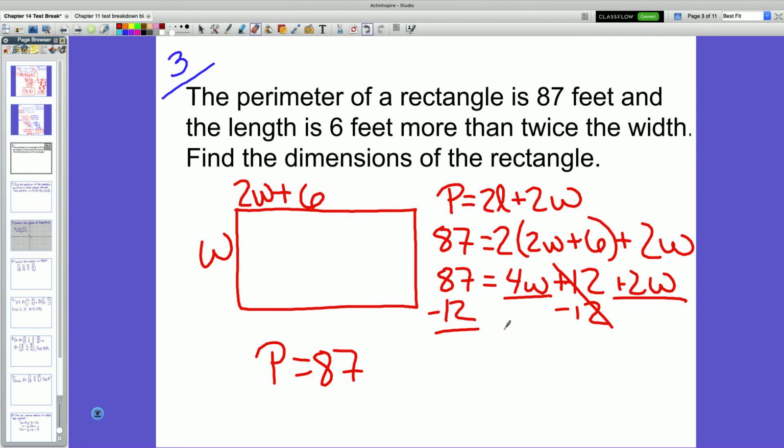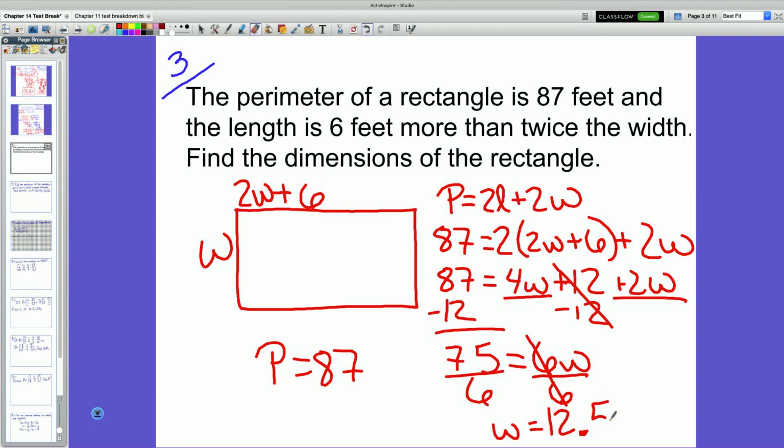87 minus 12 is 75. 4 plus 2 is 6W. Divide by 6. So I would get W equal to 12.5. Okay, so that's 12.5 feet.